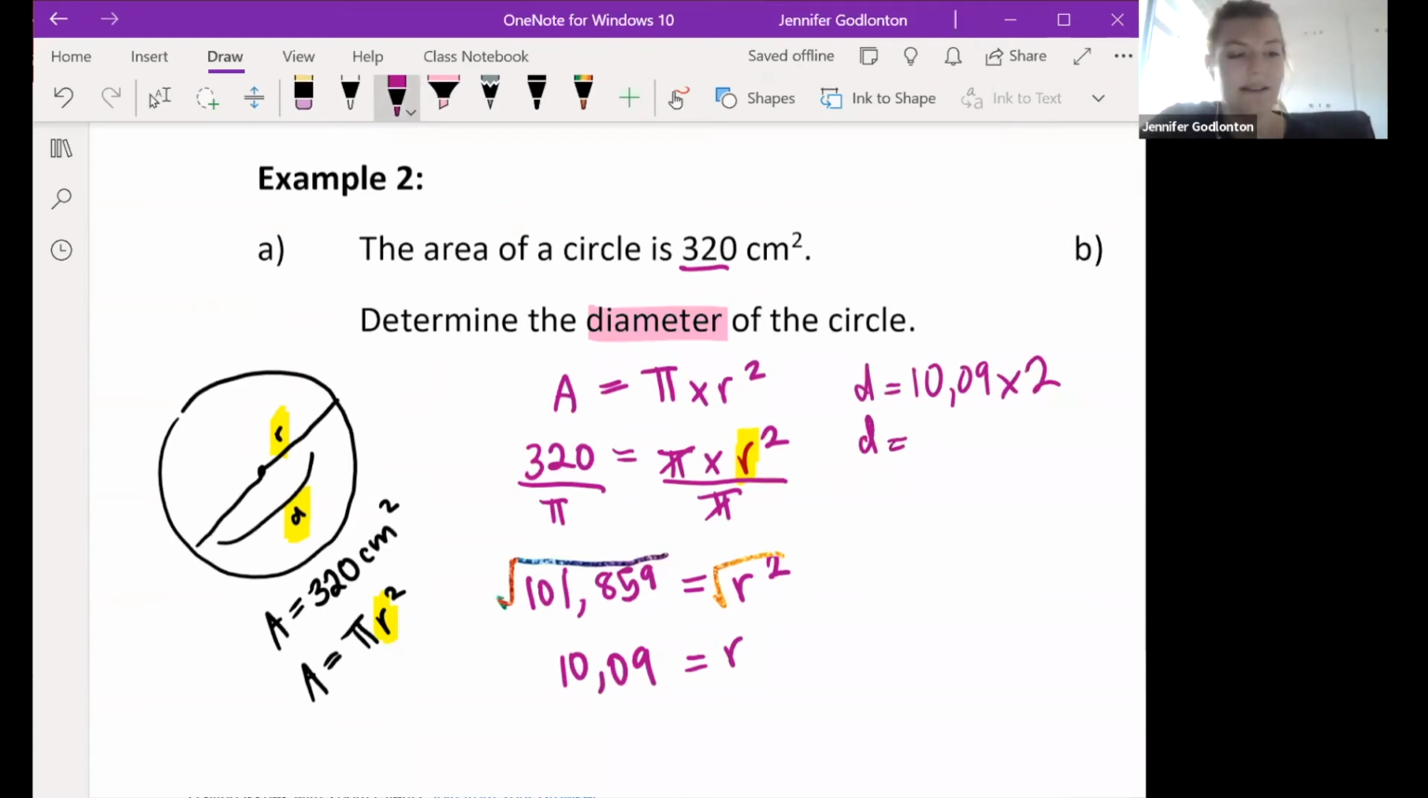Okay, so our diameter is going to be 20,18. And then our units, because diameter is a length, it's a single unit, it's going to be a single unit of centimeters. And that would be our final answer.